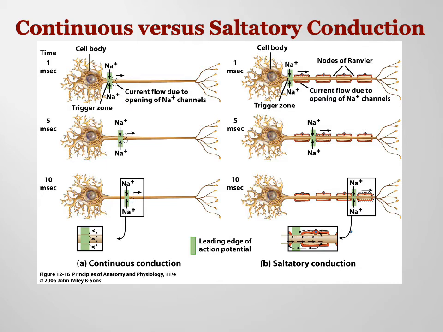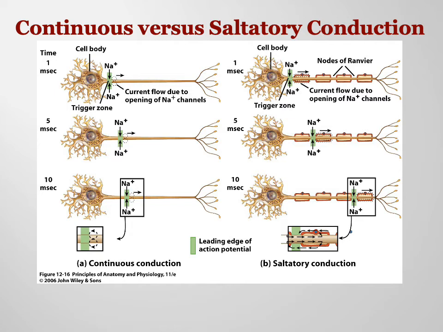So look at the left. You see after 1 millisecond, the action potential has moved a little ways. After 5 milliseconds, it's moved a little further. After 10 milliseconds, now it's a little further still. But look at the corresponding times on the right-hand side. Look at what happens on a myelinated axon.